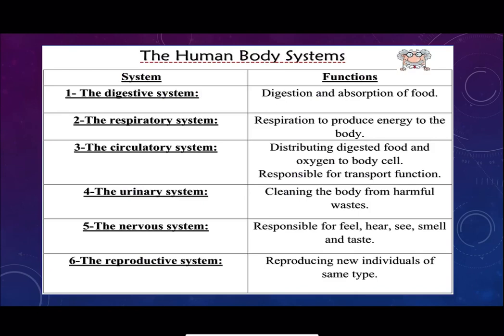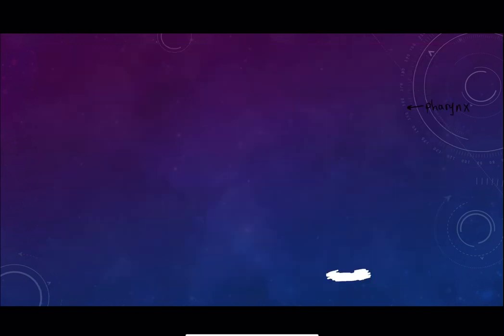Number 5, the nervous system. The nervous system is responsible for feeling, hearing, smelling, tasting, and seeing, which are the 5 senses. Number 6, the reproductive system, to produce new individuals of the same type as us. Okay? This is the end of the introduction of Unit 1.